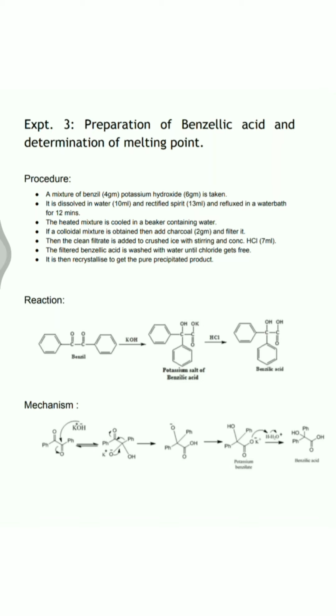Now we'll focus on the procedure through which we will carry out the experiment. First we will take a mixture of benzil, 4 gram, and potassium hydroxide, 6 gram. It is then very carefully dissolved in water, 10 ml, and rectified spirit, 13 ml, mixed well and refluxed in a water bath for about 12 minutes.